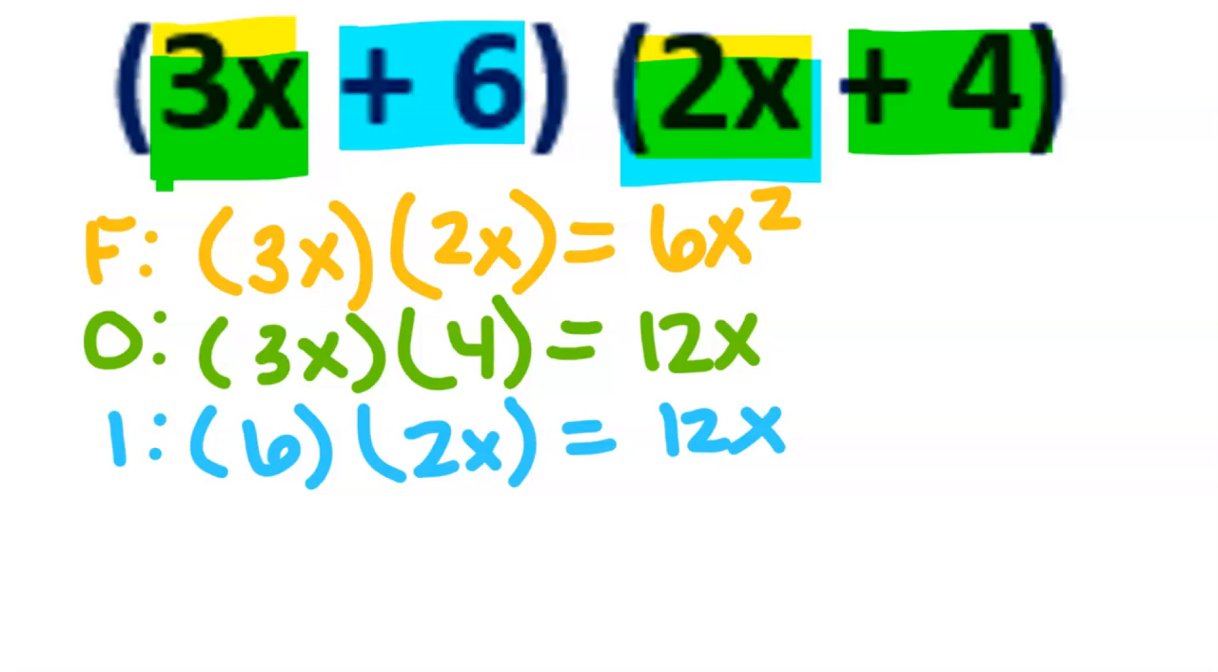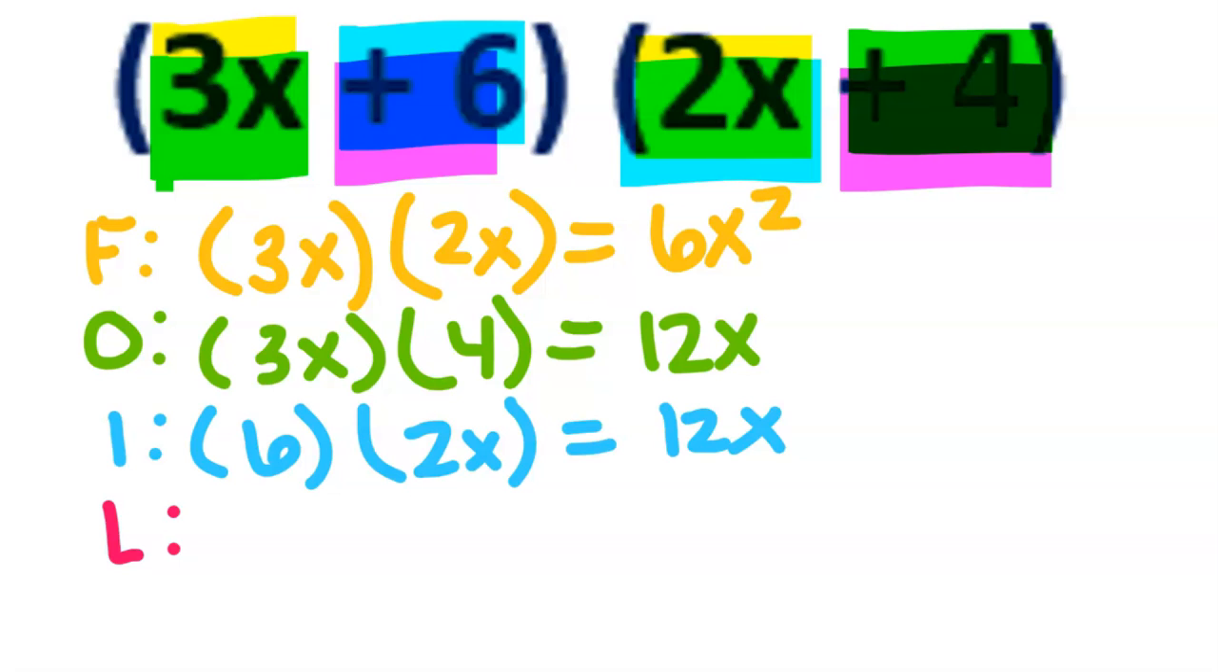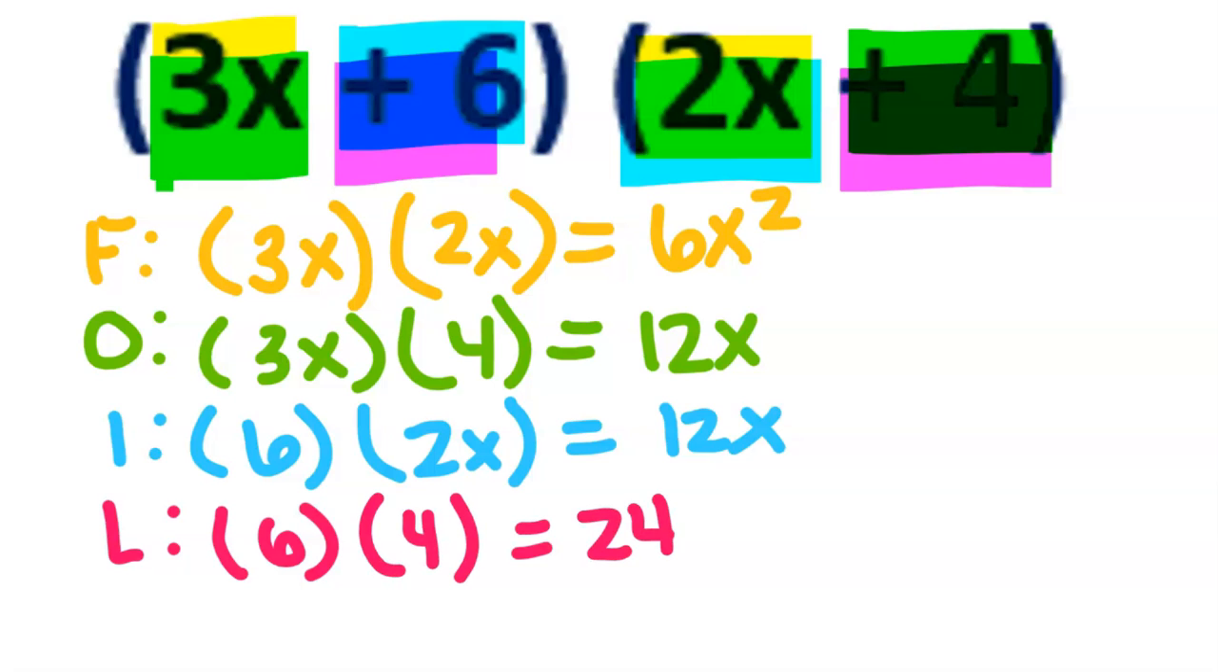Lastly, we have the L in the acronym, which stands for last. So our last terms in the polynomials are 6 and 4, and when multiplied together, we get 24.